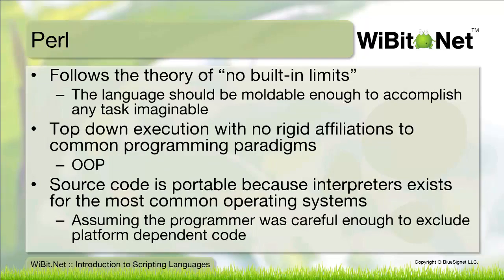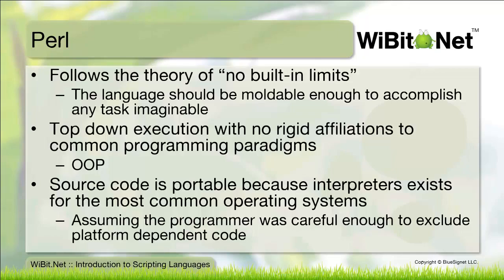And what that means is the language should be moldable enough to accomplish any task that you can possibly imagine. So that was kind of the creed of Perl during its evolution. Top-down execution with no rigid affiliation to common programming paradigms. So we have elements of object-oriented programming. We have things like multi-threading. So it's a pretty full programming language.